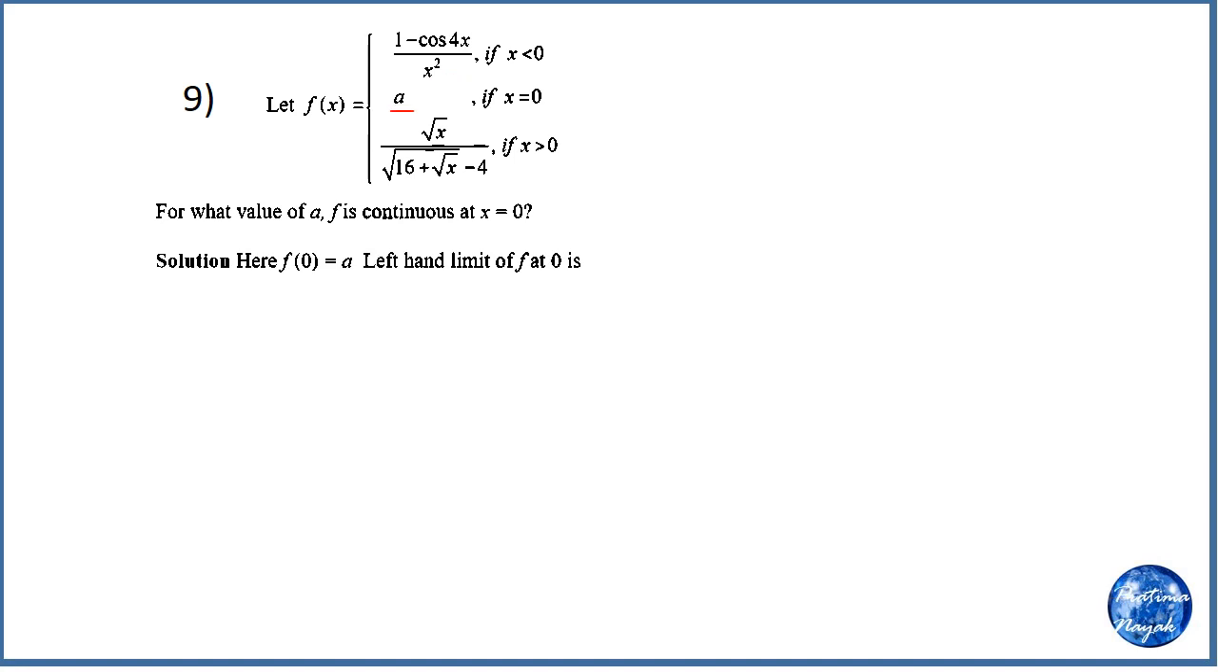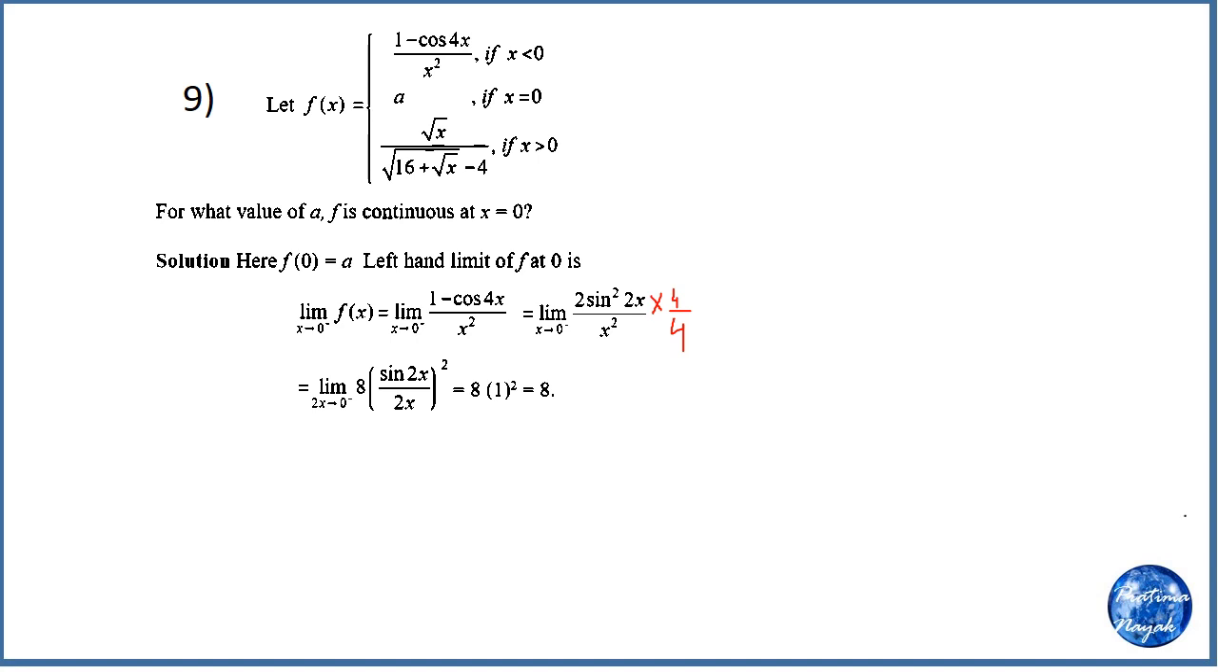f of 0 is a. And the left hand limit, which one? This is the left hand limit, LHL, because x is less than 0 here. So (1 minus cos 4x) by x square, and we have already discussed this, that will be 2 sin square 2x. Use the formula. And you need 4 here to make a limit, because (2x) whole square must be the denominator.